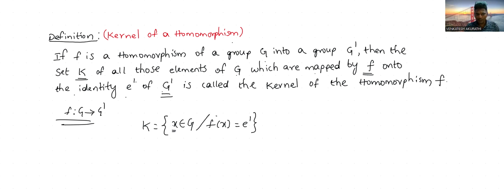Finally, take any element. Suppose A belongs to G such that F of A equals E dash. Some element T belongs to capital G such that F of T is equal to E dash. So this is the definition of the kernel of a homomorphism. By using this definition, I will prove one theorem.